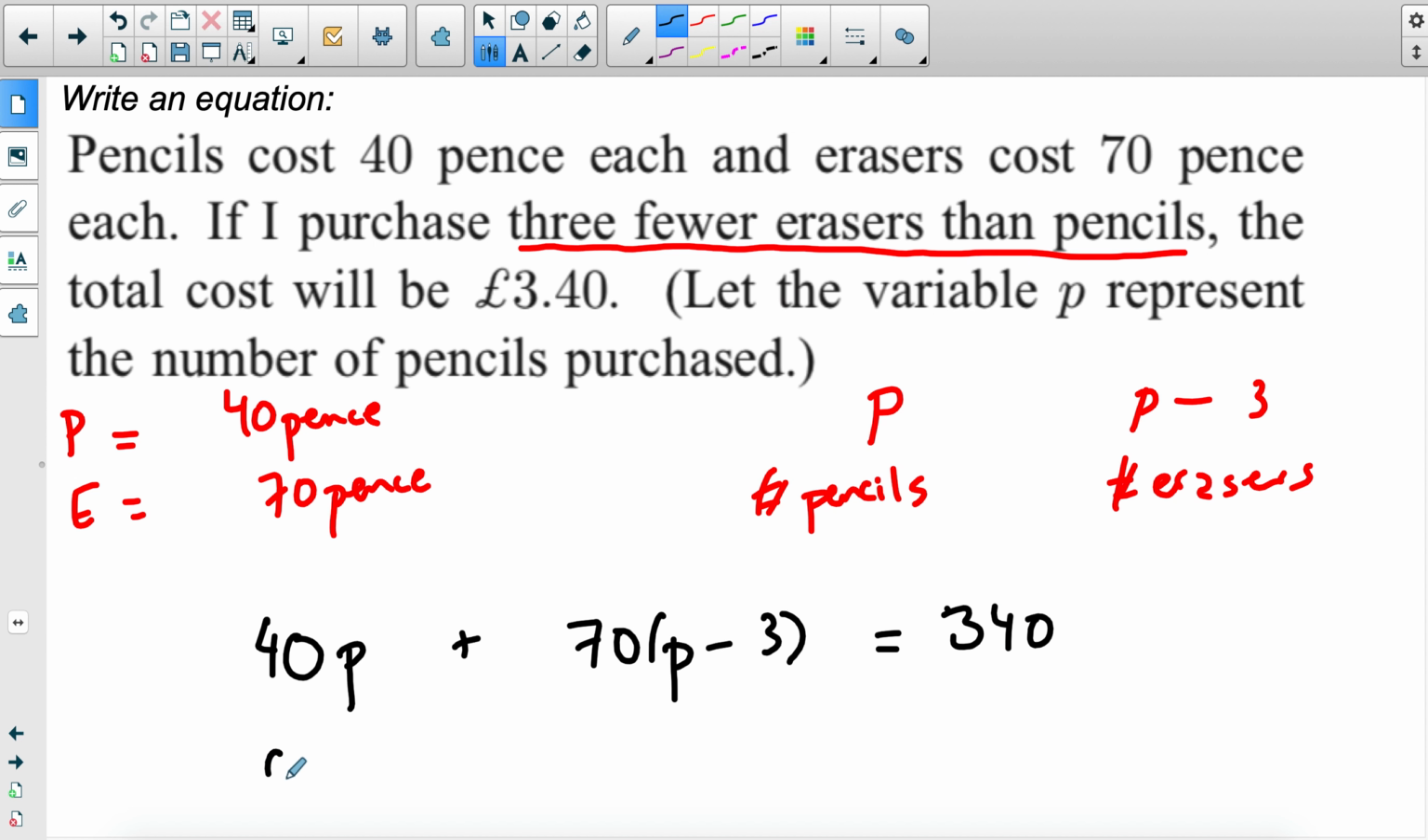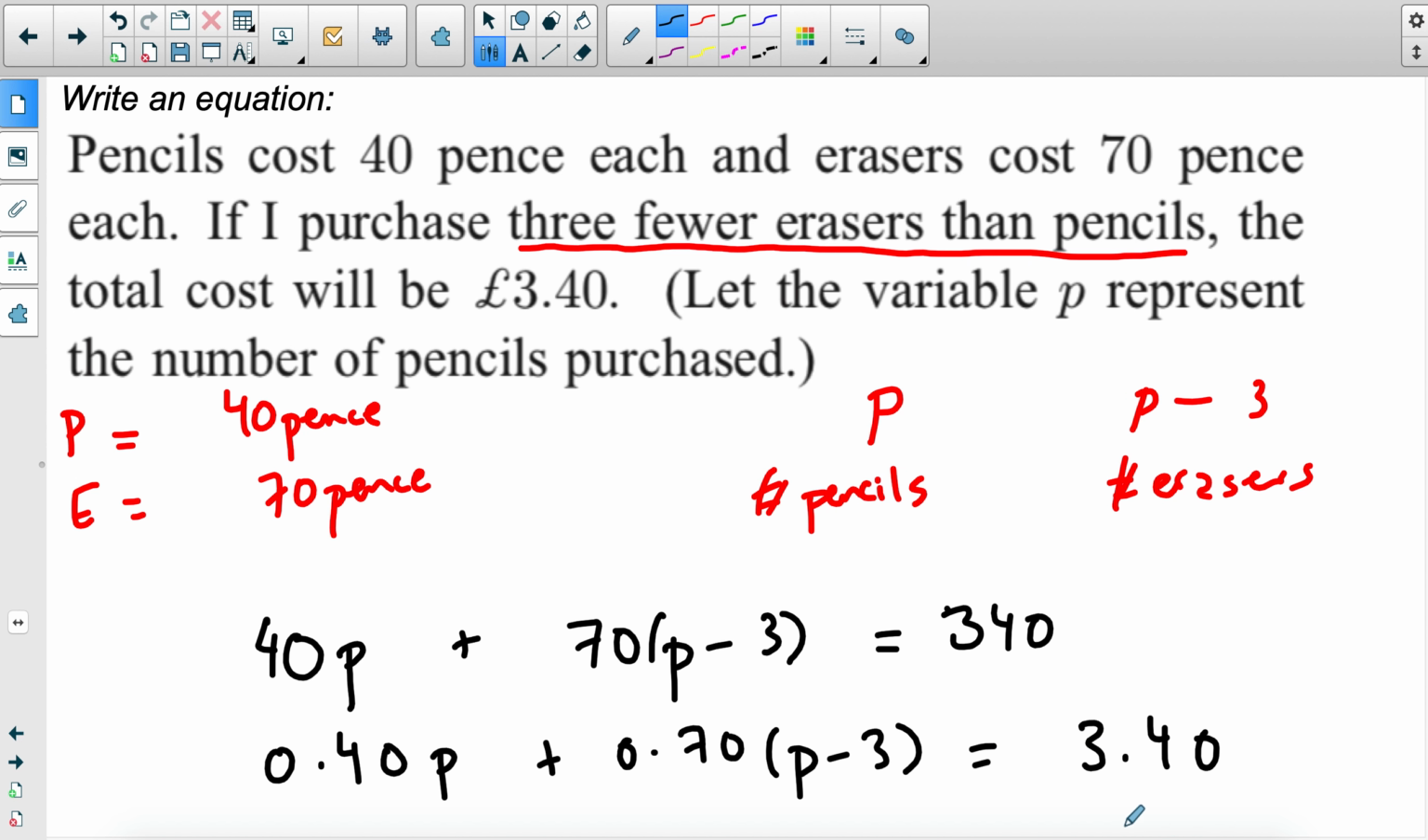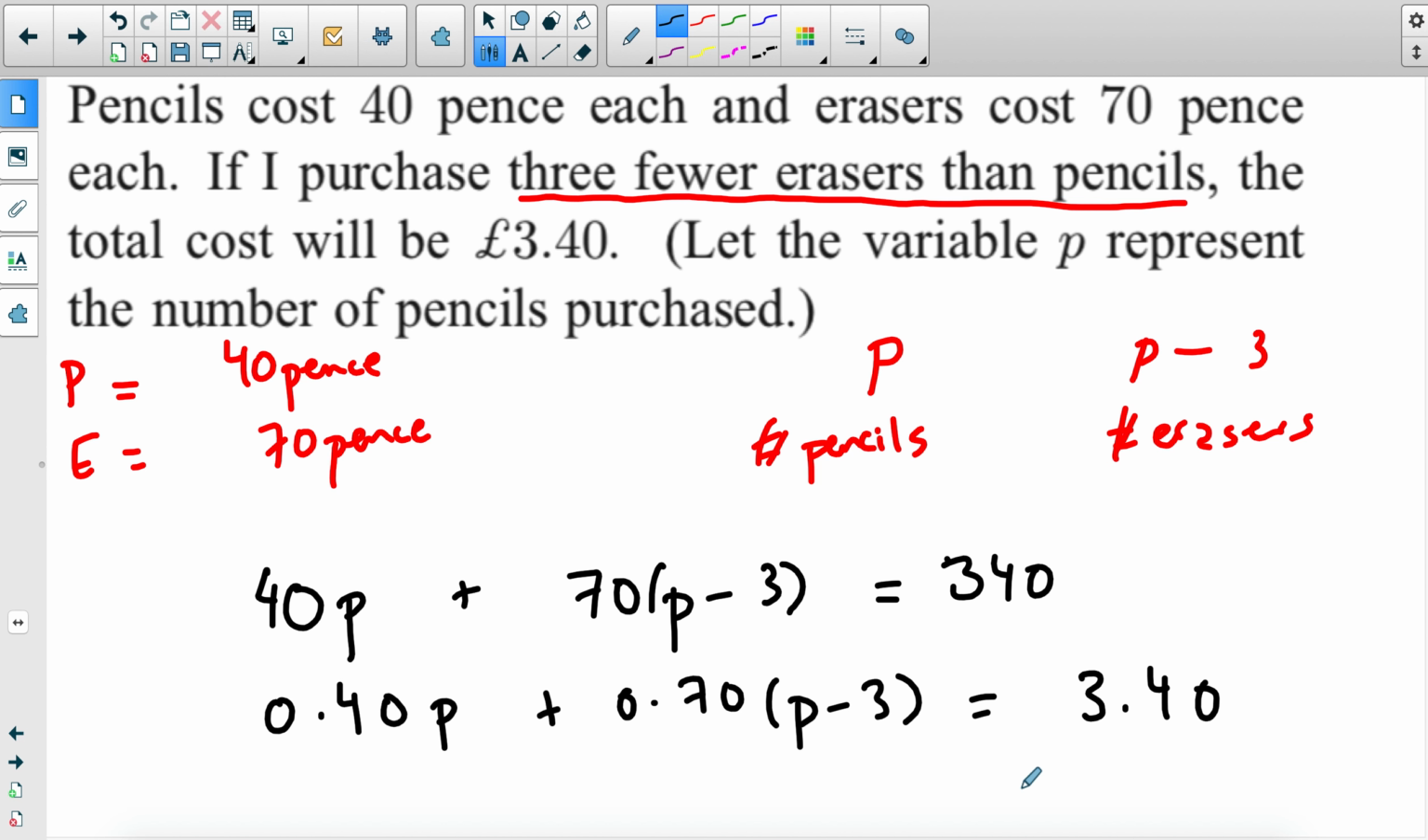Or alternatively, you can do 0.40 pounds plus 0.70 pounds, obviously with the variables, and then 3.40. You could also do that. Either is acceptable. And that's it. That's your equation. So again, you need to represent each of your variables using a letter, and it's better to relate one variable with the other. So I've related the erasers with the pencils, and then you multiply the cost for each.